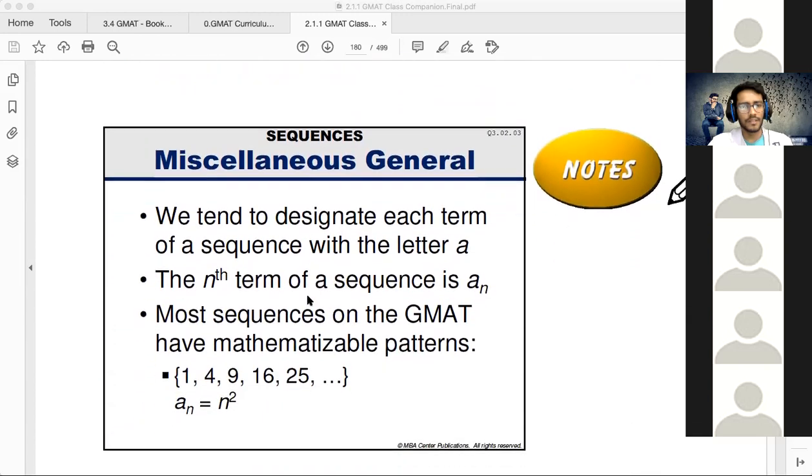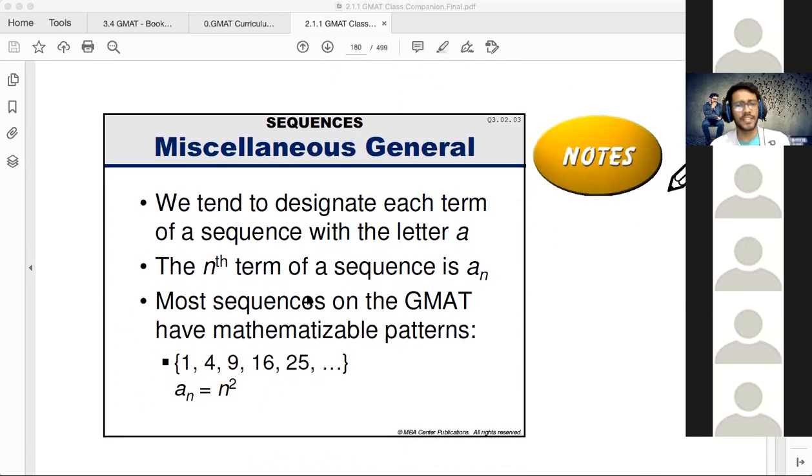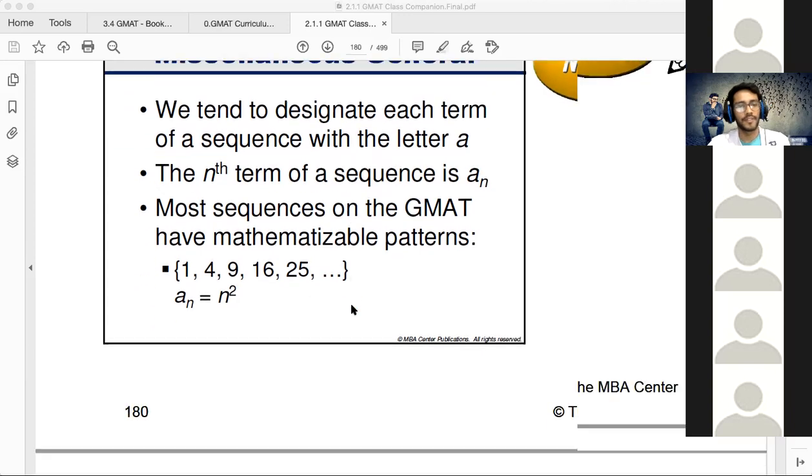What is this? We tend to designate each term of a sequence with a letter A. The nth term of a sequence is An. Most sequences on the GMAT have mathematizable patterns like 1, 4, 9, 16, 25. So this is nothing but n square. This is 2 square, this is 3 square, this is 4 square, this is 5 square. We know this. So just by looking, you will get to know.